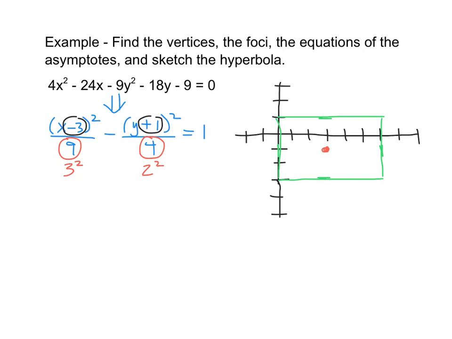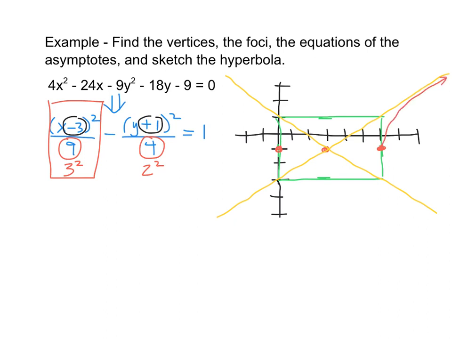Next, let's draw in our asymptotes, which we know go through the corners of the box. Then we can sketch in the hyperbola itself. If we know that our equation starts with our x term, we know that the vertices are on the sides of the box and the hyperbola opens right and left.